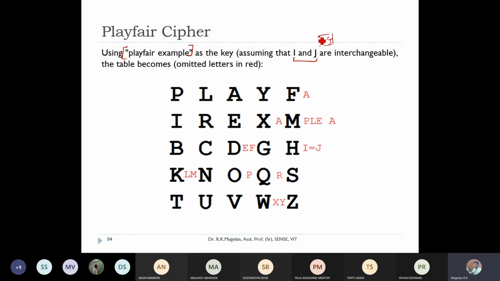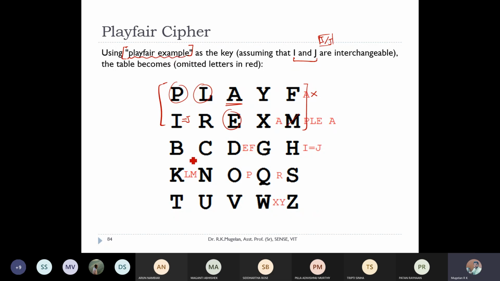So what they did is they started filling the keyword phrase from the first row. Playfair: P, L, A, Y. F, A won't be coming in fair because A already came here, so we omit this A. Then I, which will be equal to J also in this case, right? So fair, example: E, X, A already came. M, P, L, E are already available. Sorry, P is present here, L and E. So we can't use the entire letters in the word example. With these two rows, we are able to fill the given phrase Playfair example.